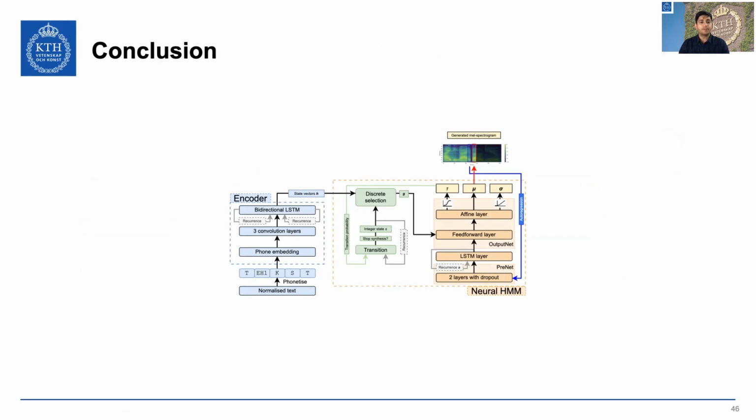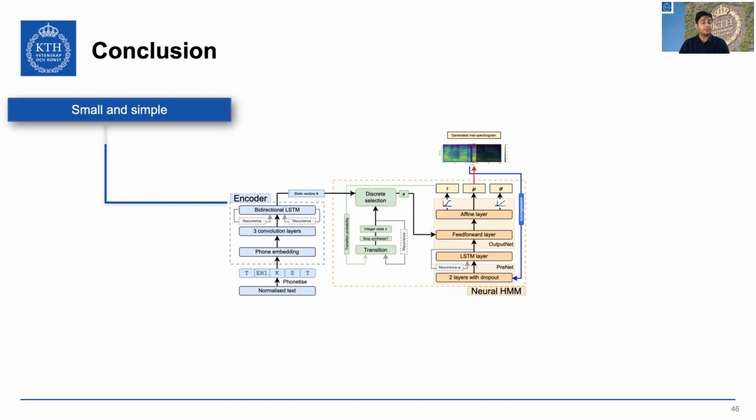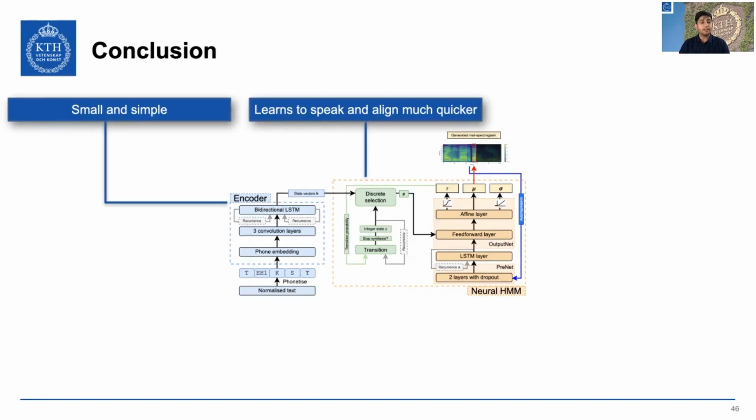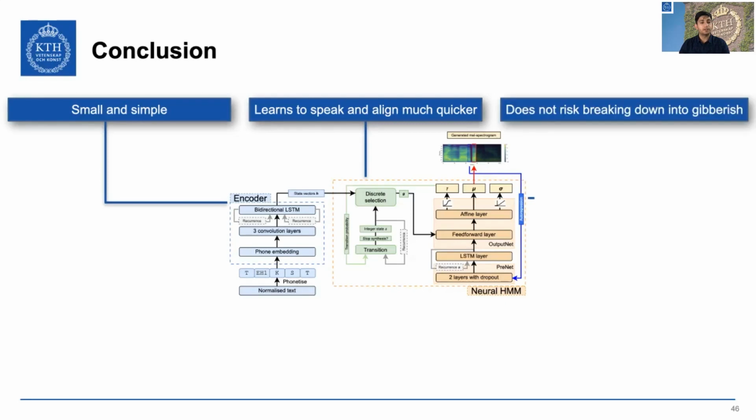In conclusion, we have shown how to put together classic SPSS and modern neural TTS systems to get the best of both worlds by replacing attention with a left to right HMM defined by a neural network. Compared to attention-based neural TTS systems like Tacotron 2, this gives us a number of advantages. It is smaller and simpler. It learns to speak and align much quicker.